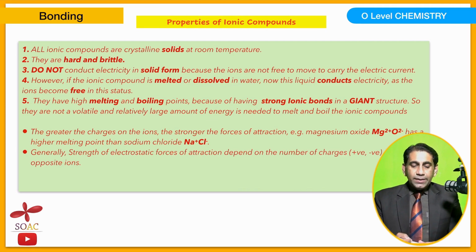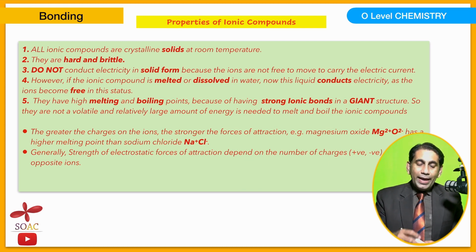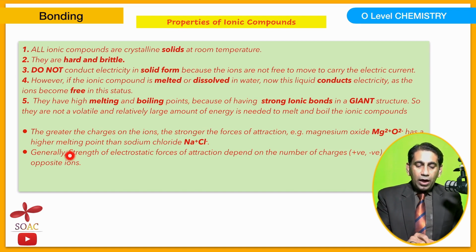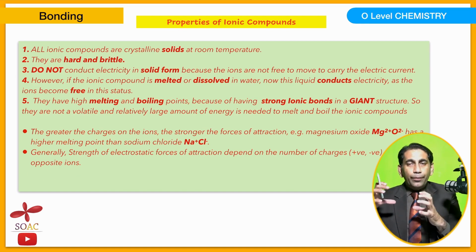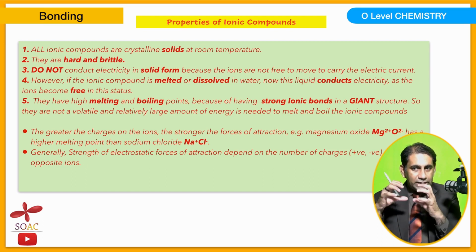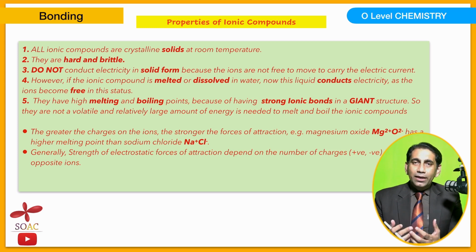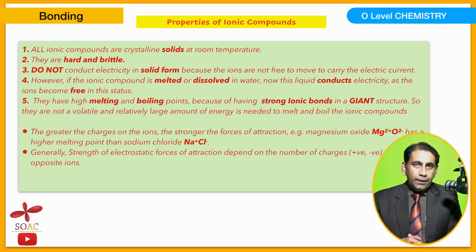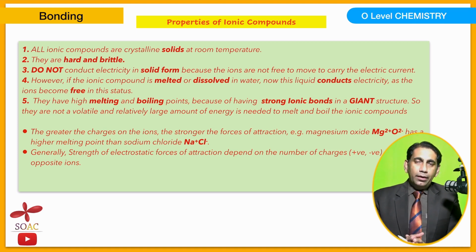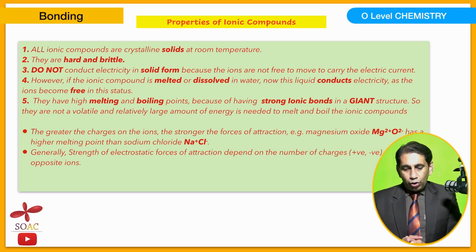The second thing is, as I told you, generally the strength of the electrostatic force of attraction depends upon the number of charges on the positive and negative ions. And the second factor is the size of the opposite ions. If the size of the opposite ions is smaller, then their ionic bond will be stronger. If the size of the opposite ions is larger, then their bond will be weaker.